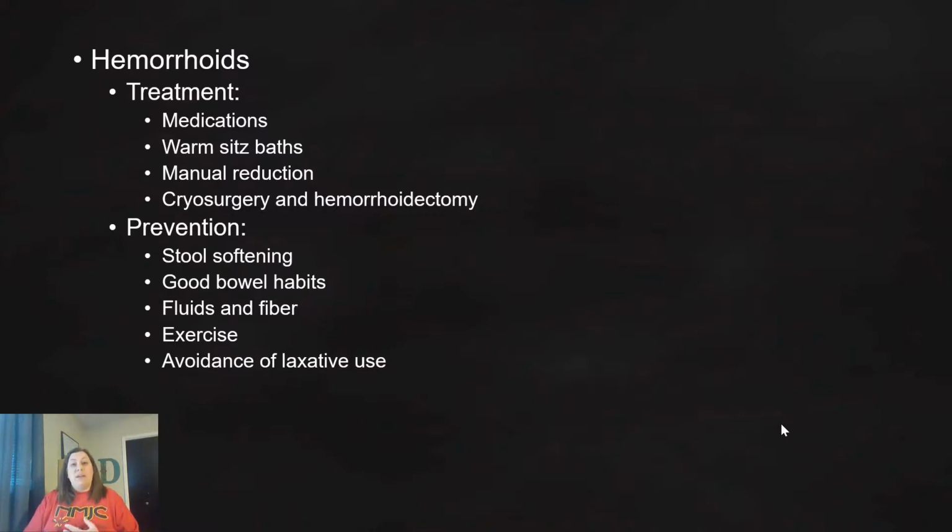Good bowel habits. Again, using our reflexes like we're supposed to, and helping us remove the feces is going to help. Fluids and fiber, keeping things moving. Exercise, and also avoidance of laxatives. Using laxatives could increase the risk.